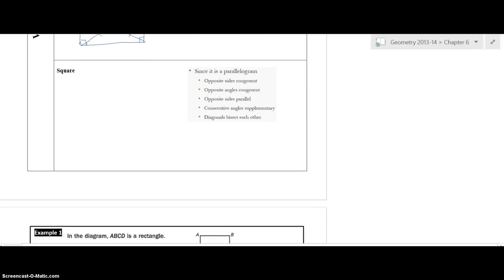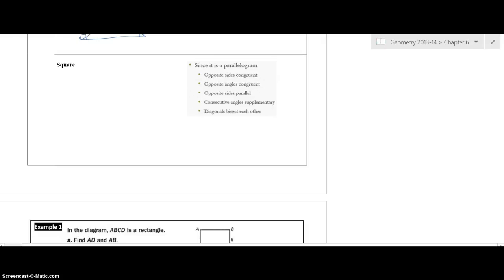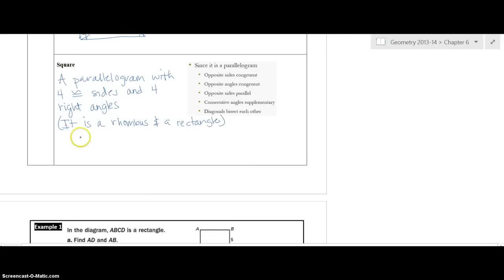Now a square is just a special type of parallelogram. It is also a rectangle. It is also a rhombus, but a square is just a parallelogram with all four congruent sides and all four right angles. So if we draw a picture of that, it has to have four congruent sides and four right angles. All of the properties of a parallelogram still apply, but since it's a rhombus, all of the properties of a rhombus apply as well. So the diagonals are perpendicular.